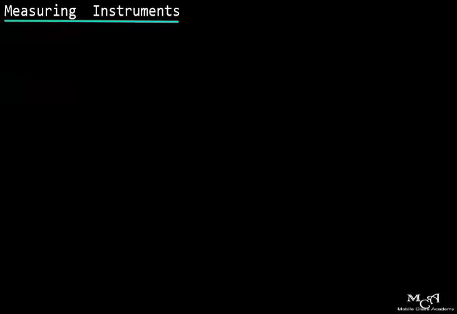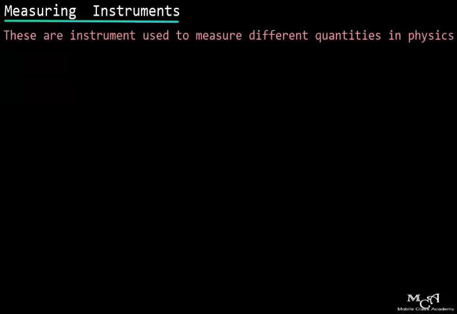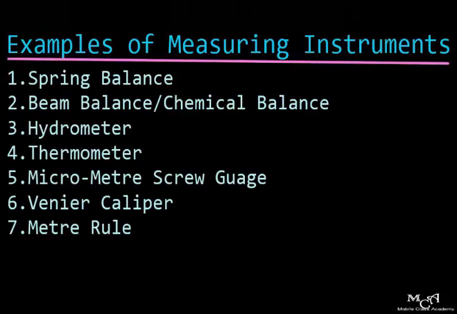The next thing we are going to talk about is measuring instruments. Now, what are measuring instruments? Measuring instruments are instruments used to measure different quantities in physics. Examples of such instruments are, one, the spring balance. The spring balance is a good example of that. And the second one is the beam balance.